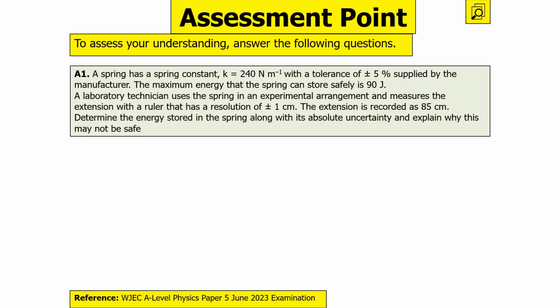The next question says, a spring has a spring constant of 240 newtons per meter with a tolerance of plus or minus 5% supplied by your manufacturer. The maximum energy that the spring can store safely is 90 joules. A laboratory technician uses the spring in an experimental arrangement and measures the extension with a ruler that has a resolution of plus or minus 1 centimeter. The extension is recorded as 85 centimeters. Determine the energy stored in the spring along with its absolute uncertainty. Explain why it may not be safe. So pause the video now, then unpause the video when you want to go through your answer.